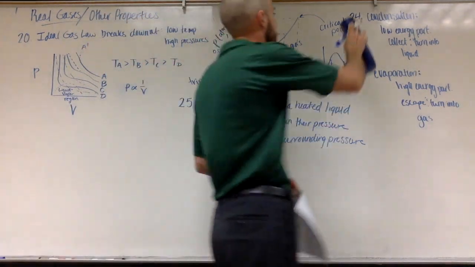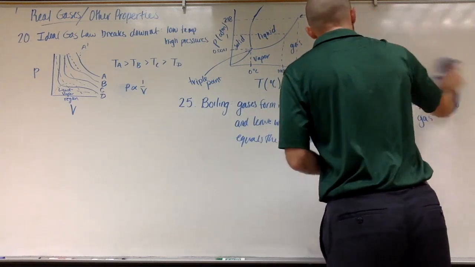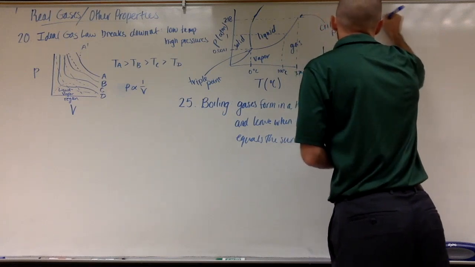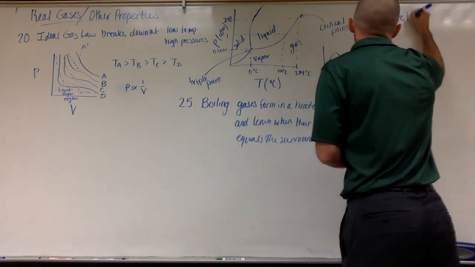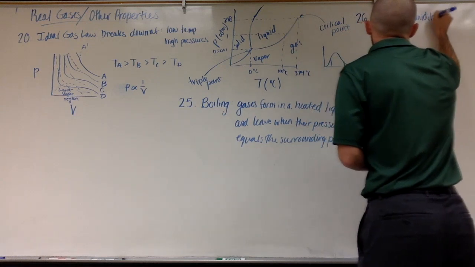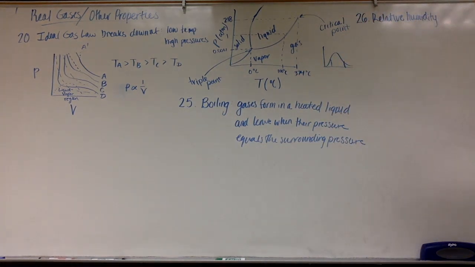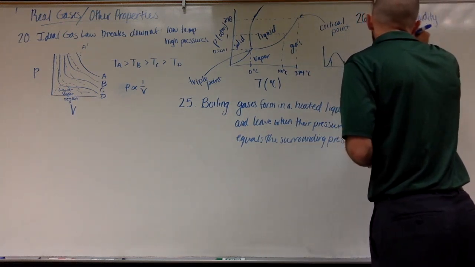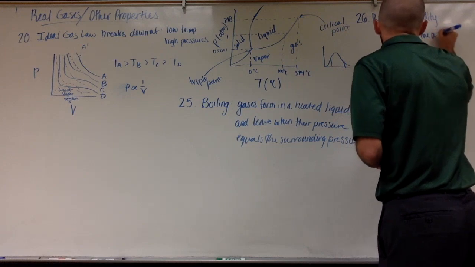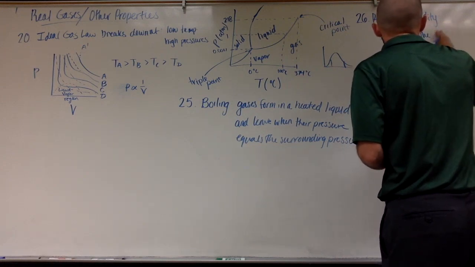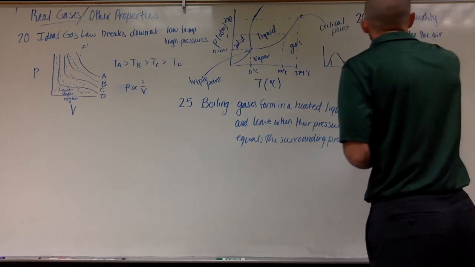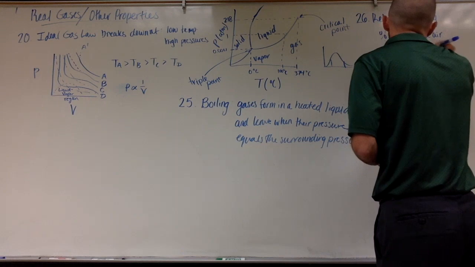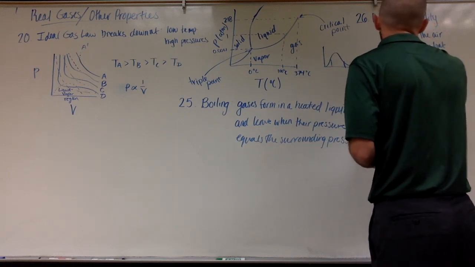We have two ones remaining, number 26 and 27. And for those ones, we'll talk about relative humidity. You guys may have noticed this on the news when they're talking about the weather. Relative humidity is basically just the percent of water the air can hold. The air is holding over what it can hold.